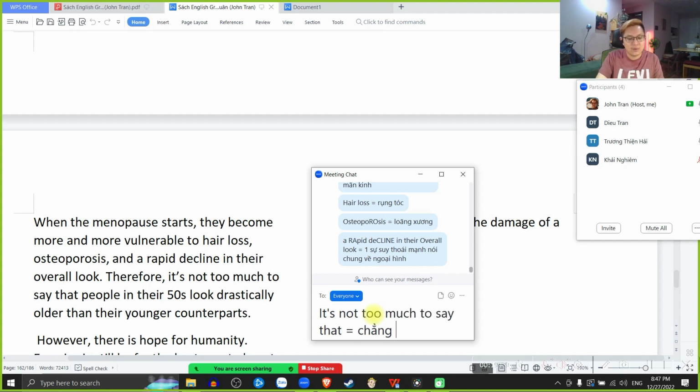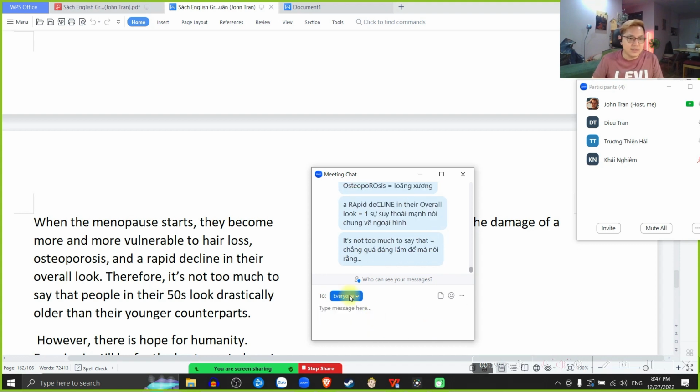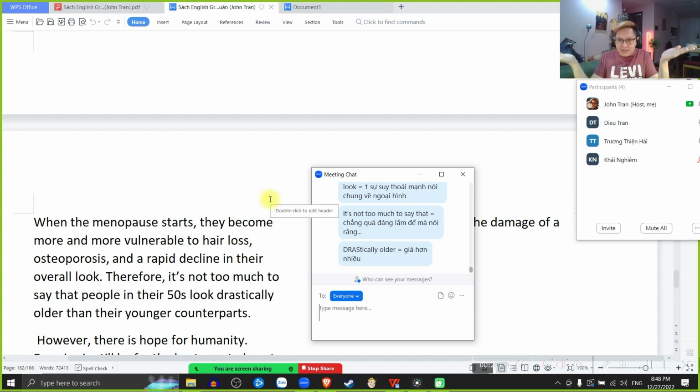Chẳng quá đáng lắm để mà nói rằng people in their 50s look drastically older. Những người ở độ tuổi 50 nhìn già hơn một cách drastic, triệt để luôn. Drastically older, già hơn nhiều luôn, than their younger counterparts, so với những người đối trọng nhỏ tuổi hơn của họ.